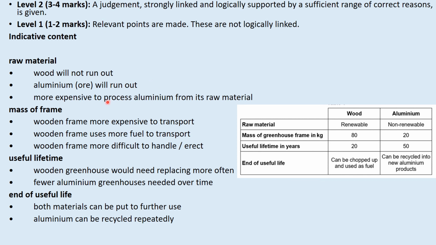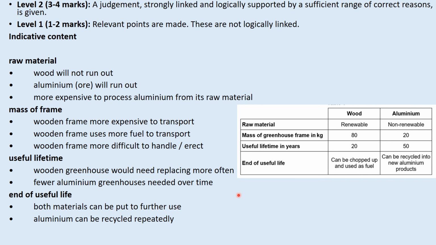It's going to be more expensive to process aluminium. Now, that's something you might not be aware of at the moment because we haven't covered that, but that is something they'll allow. The fact that this one is heavier than this one, well, that's just a fact. You can write that, but that doesn't get you any marks. You need to explain why that's an issue. So obviously, it'll be more expensive to transport it. As you can see there, you're going to need more fuel, and so on. You can read that. The useful lifetime, again, don't just quote the numbers. Talk about why it's better. So obviously a wooden greenhouse, you would need to replace it more. So that's obviously not why it's better, that's why it's worse. Or the opposite, you wouldn't probably get a mark for both.